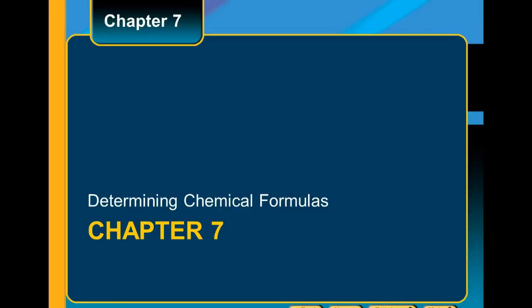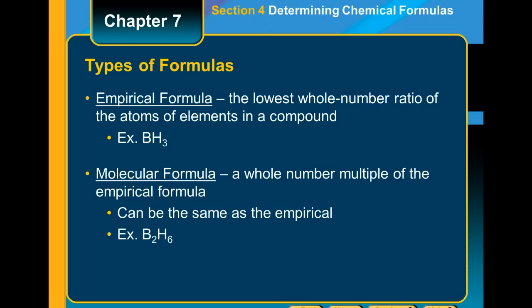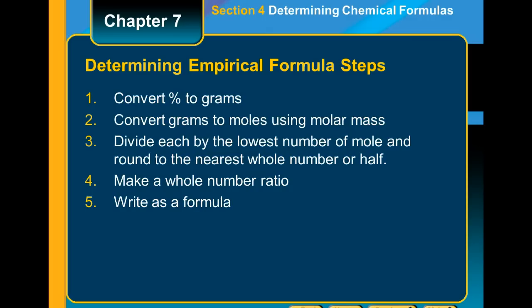All right, this screencast is going to help you take percent compositions and change them into a chemical formula using either empirical or molecular formulas. An empirical formula is the lowest whole number ratio of the atoms or elements in the compound. So in this case, BH3 can't be reduced any further, and it is an empirical formula. A molecular formula is the multiple of an empirical, and it can be the same, but it's usually multiples, so B2H6. There are several steps in doing the process and solving the problem here for finding an empirical formula.